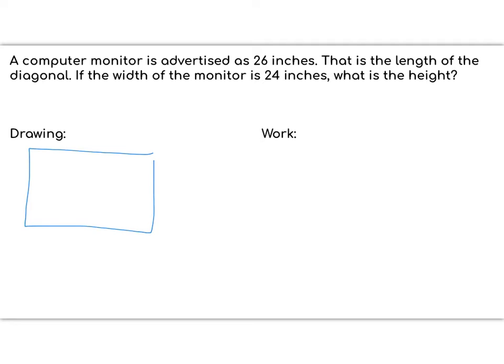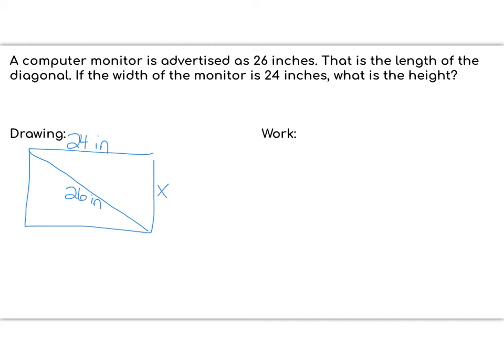And computer monitors or rectangles or any of that, they have diagonals. The diagonal goes from corner to corner, and that's how they're measured. If you buy a 26-inch TV, that is along the diagonal. Same thing with computer monitors. So here they tell us that the diagonal is 26. The width of the monitor is 24 inches. So this part right here is 24 inches, and we want to know the height. So we're trying to find that length right there.